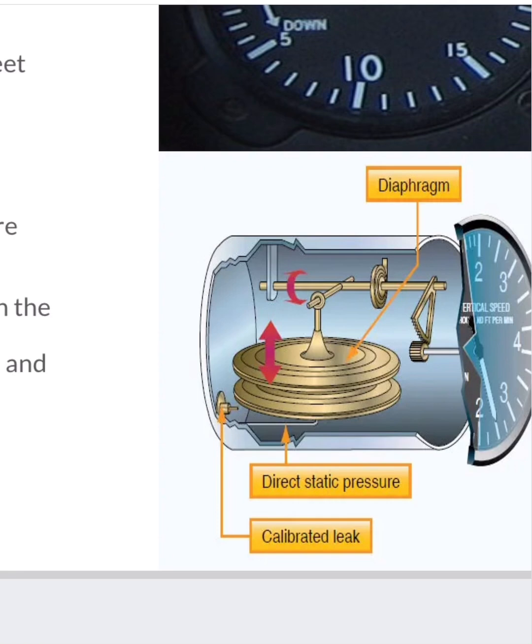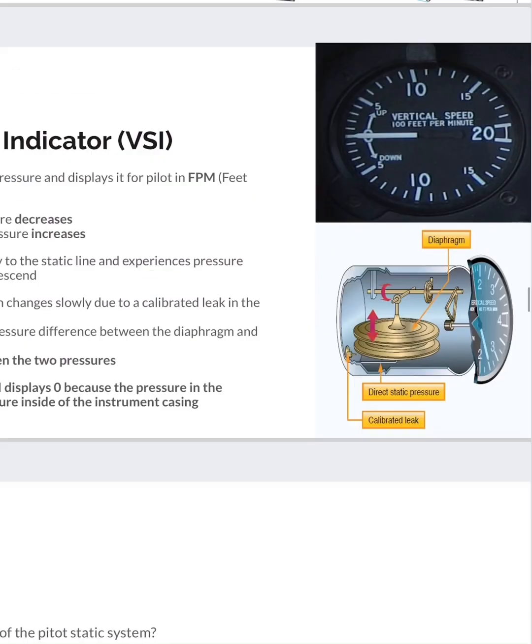So what's the difference here? If one's connected to the static port, so is the other. Wouldn't it always just read 0 because there's no pressure differential going on? Well, the pressure inside of the instrument casing itself is let in and out via a calibrated leak. So it's a small orifice that allows the air in the instrument casing to change much slower than the air inside of the diaphragm.